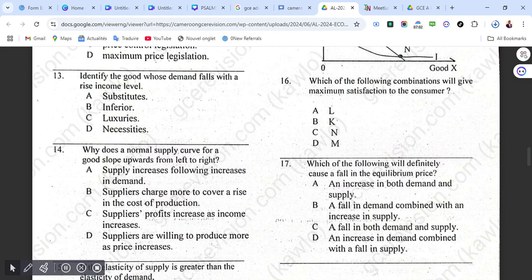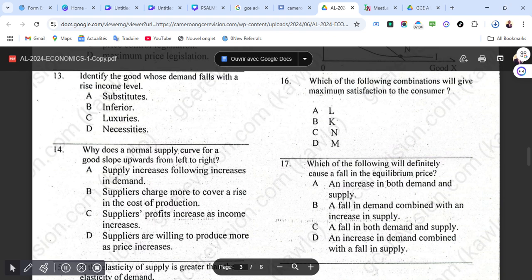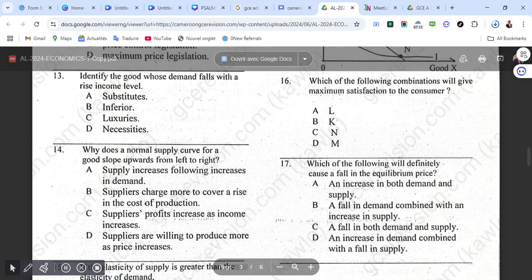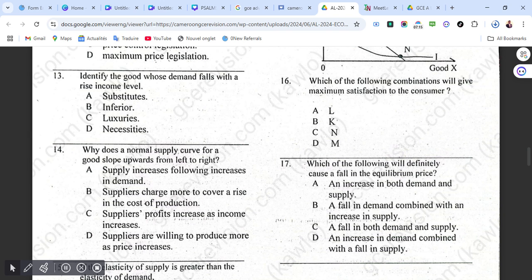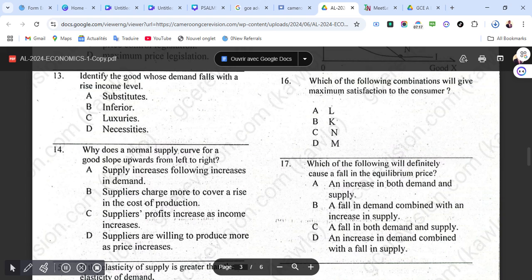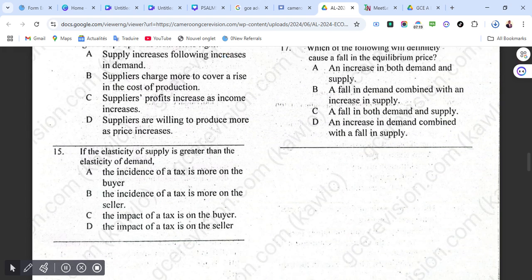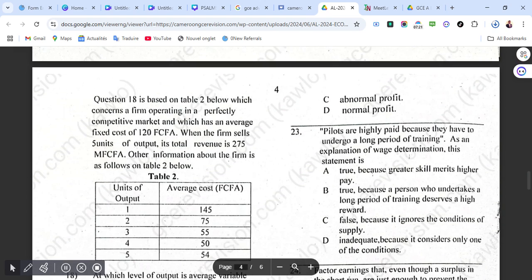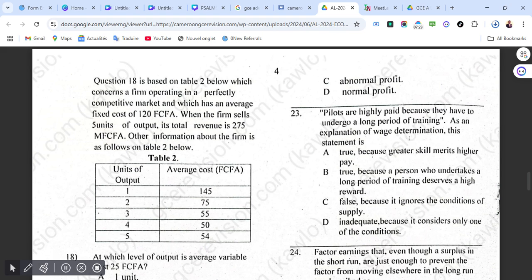17. Which of the following will definitely cause a fall in the equilibrium price? The correct answer for 17 is B, which is a fall in demand combined with an increase in supply. So we are going to go now to the next chapter, which is 4.